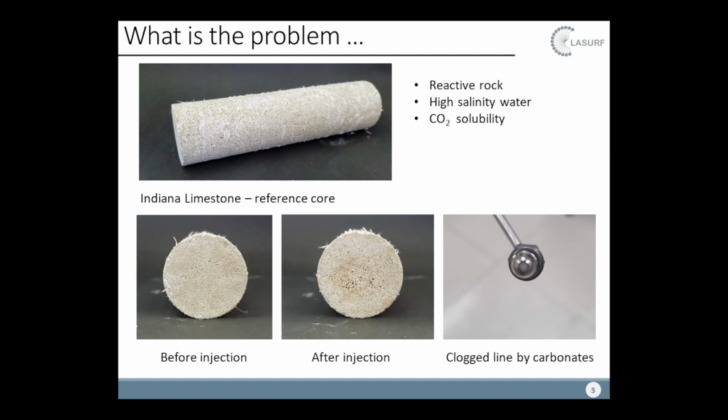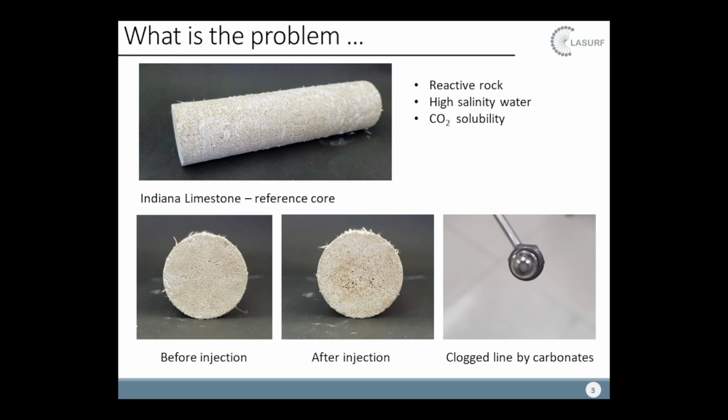So, we are talking a lot about carbonate rocks, and let me give an example of the type of rocks we use, in general limestones. This is a reference core used for these experiments. They are very reactive rocks. We use an environment with high salinity to simulate the reservoir conditions and CO2 solubility.